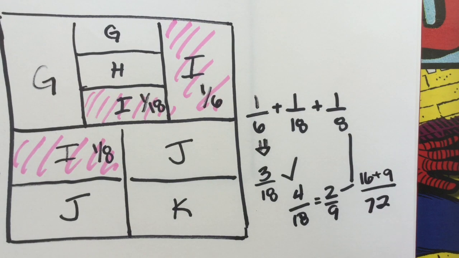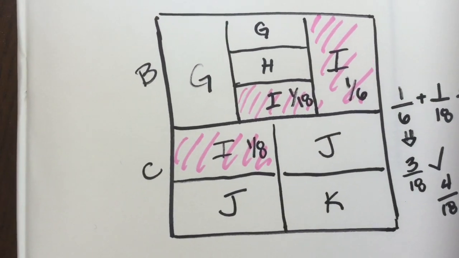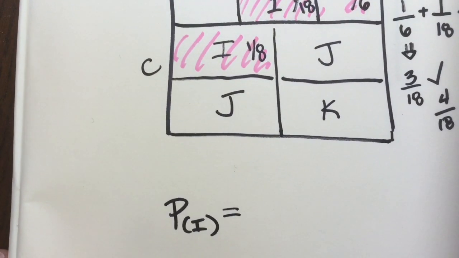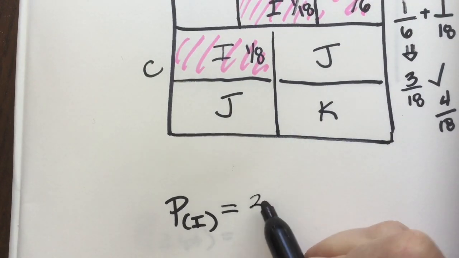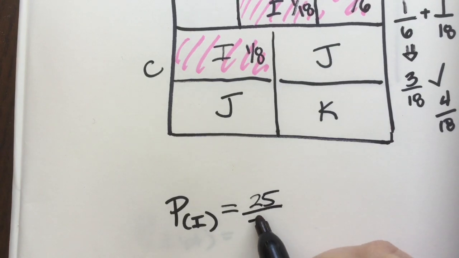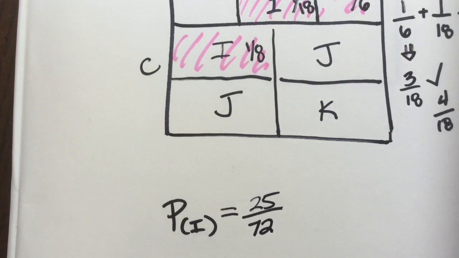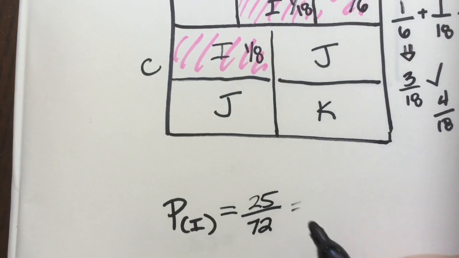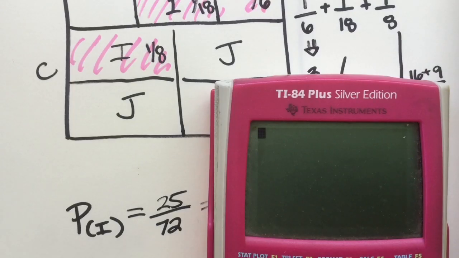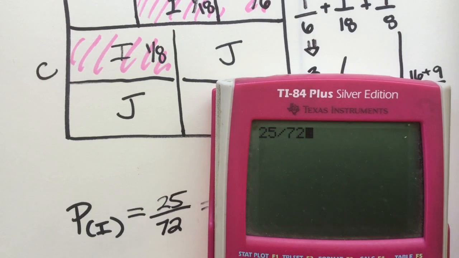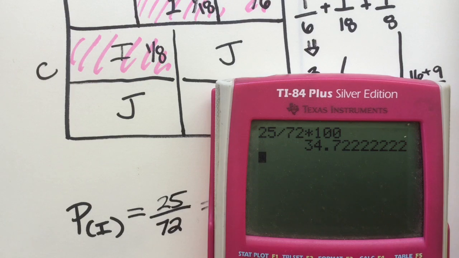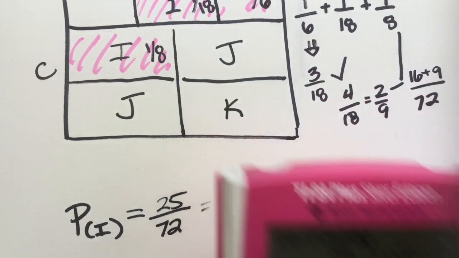So altogether, that means that our probability of ending up at point I is 25 out of 72. To change that into a percent, we divide the numerator by the denominator and multiply by 100. Which gives us approximately 35% of a chance.